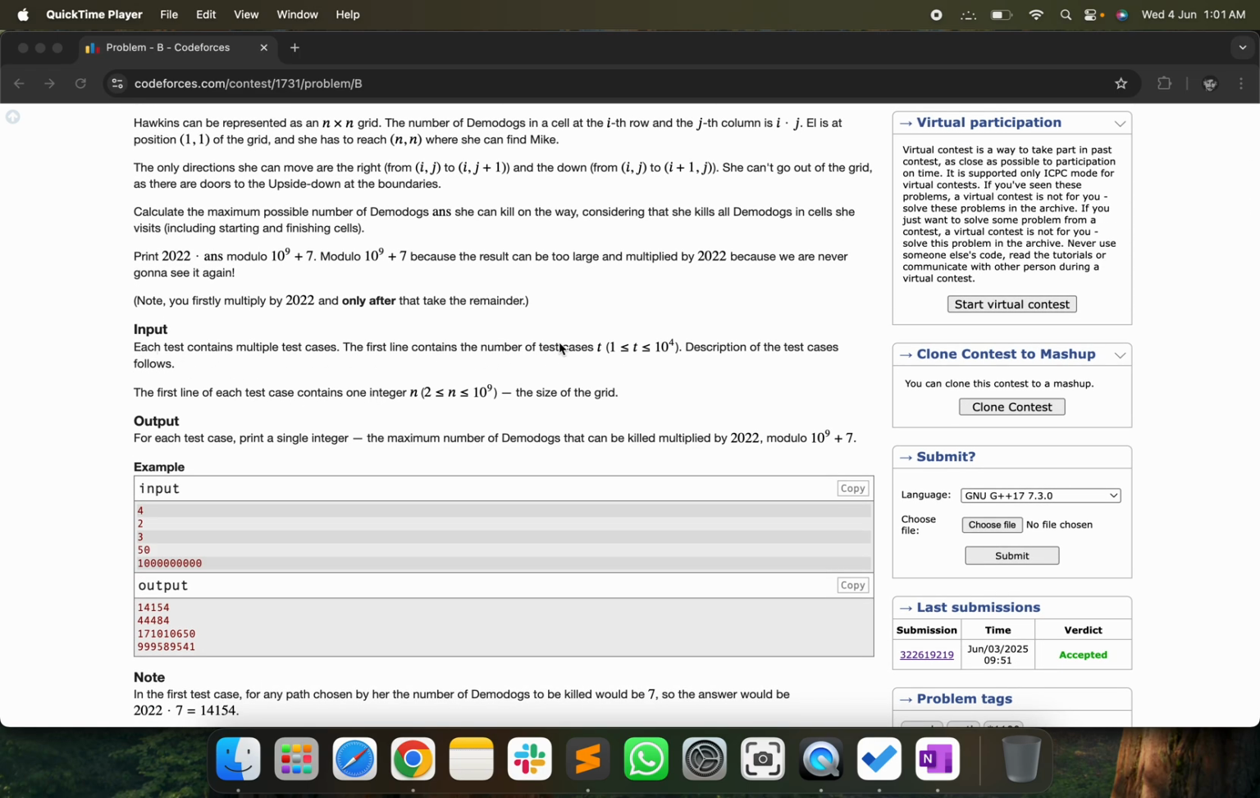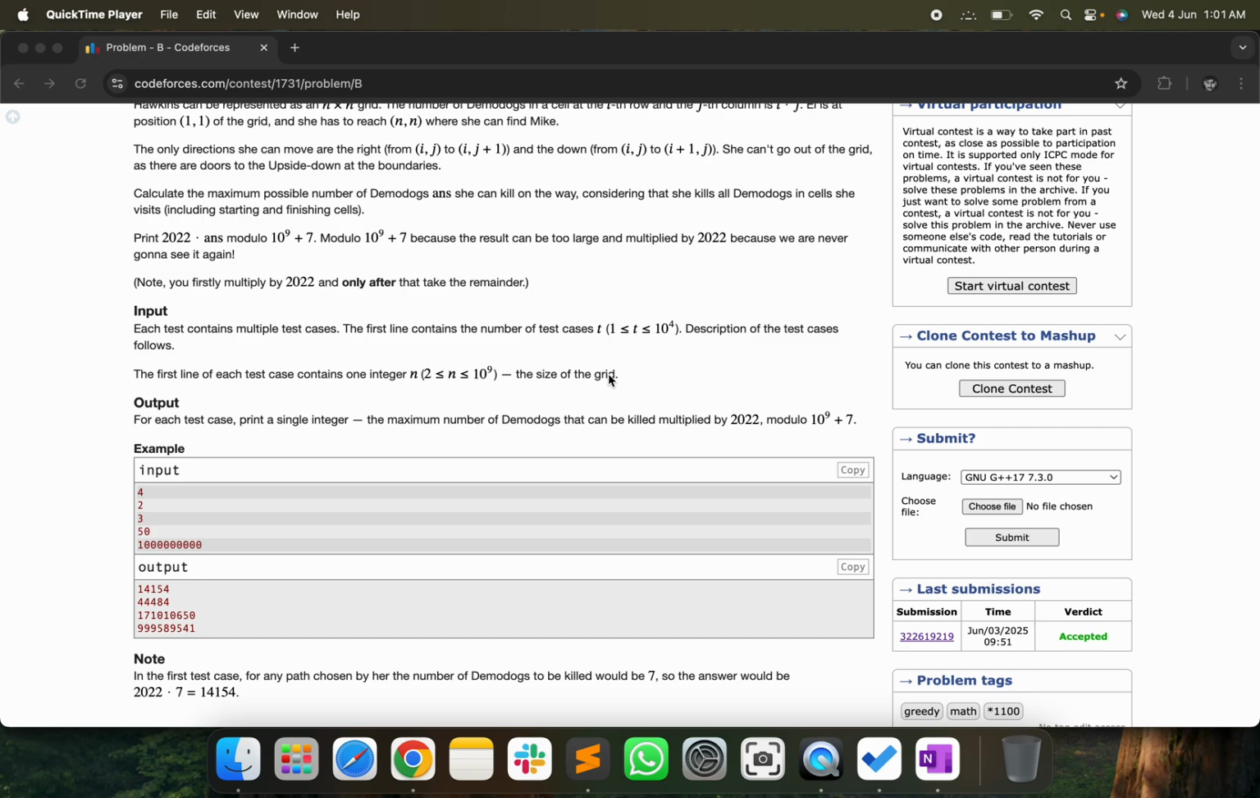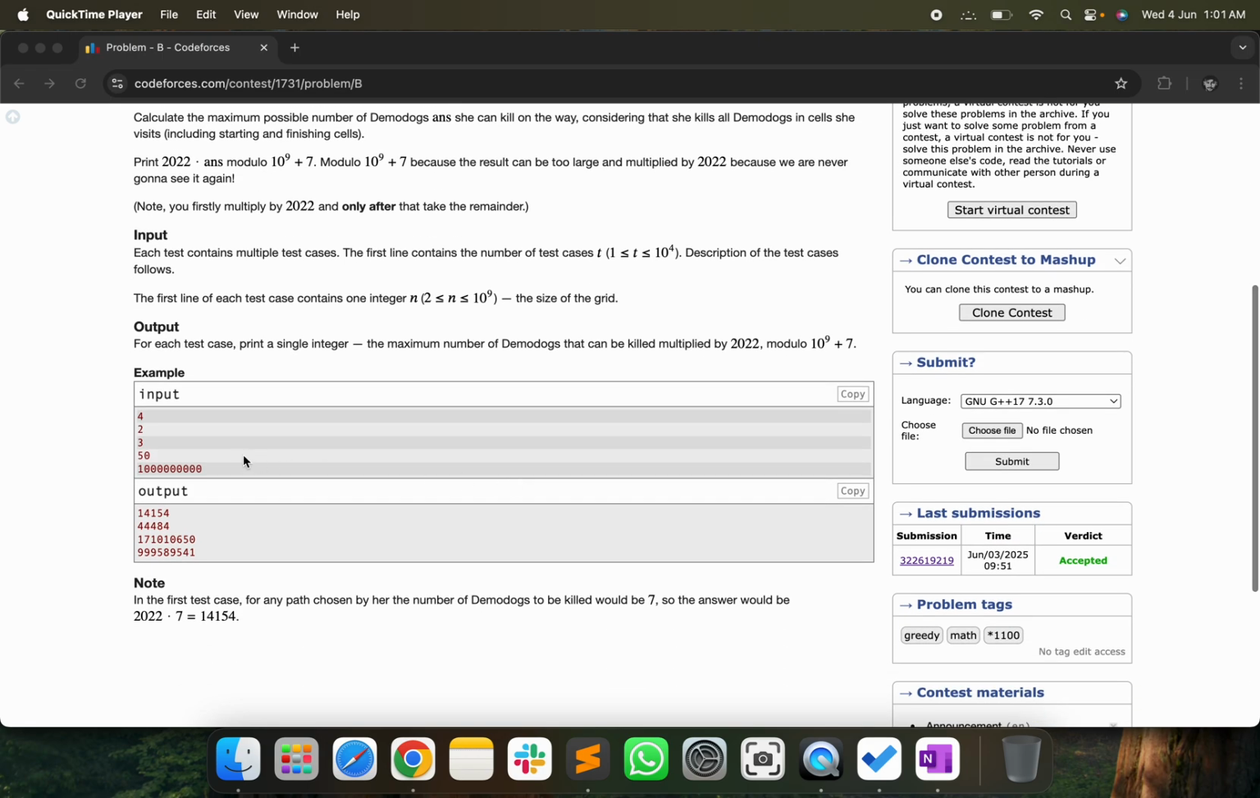We are given an input of T test cases, where T is up to 10 raised to power 4, and each test case contains one integer n, the size of the grid. For each test case, print the maximum number of Demodogs killed, multiplied by 2022, modulo this number. In the example, we are given 4, the number of test cases, and 2 is the first input. The answer given here is 7 for it.